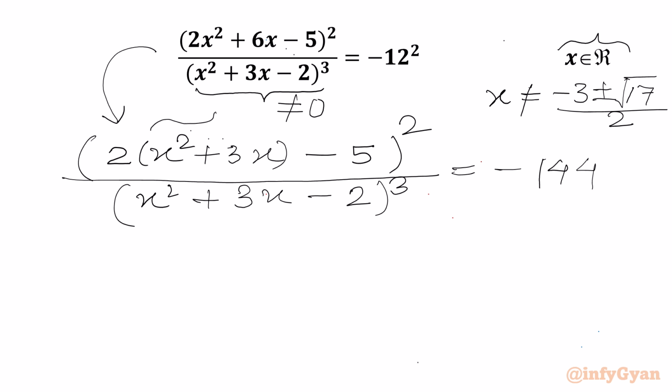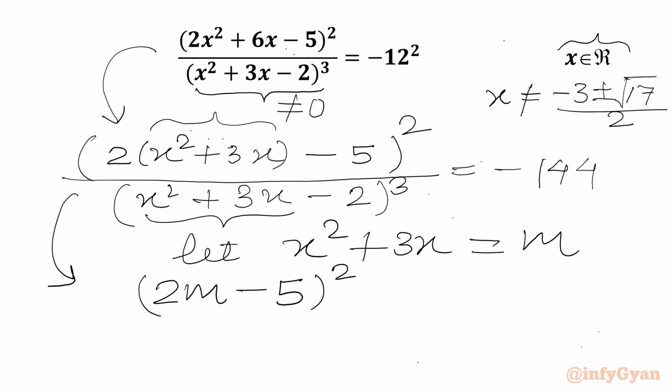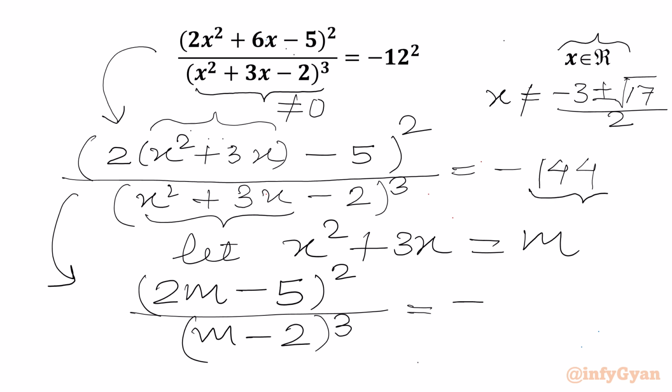Now x square plus 3x. So let us consider x square plus 3x, suppose m. So we can write our equation 2 times m minus 5 whole square over m minus 2 whole cube equal to minus 144, which is 18 times 8 also. So we can write 18 times 8.